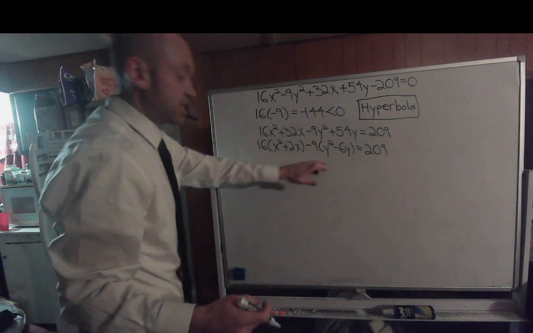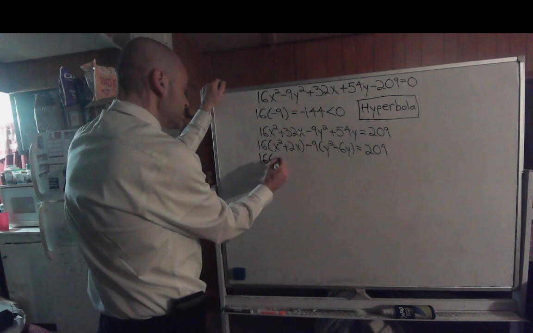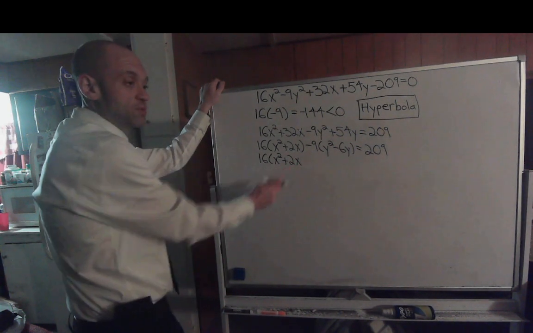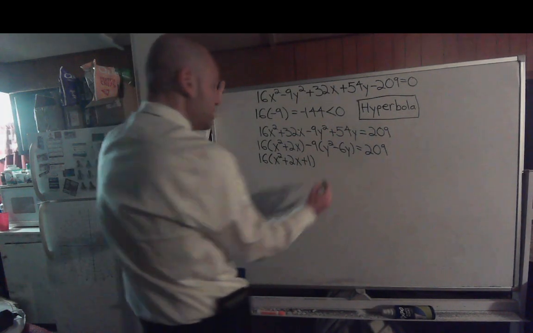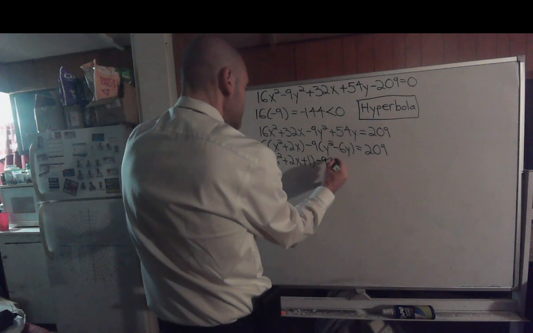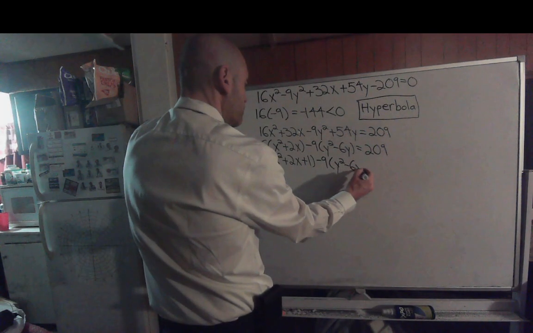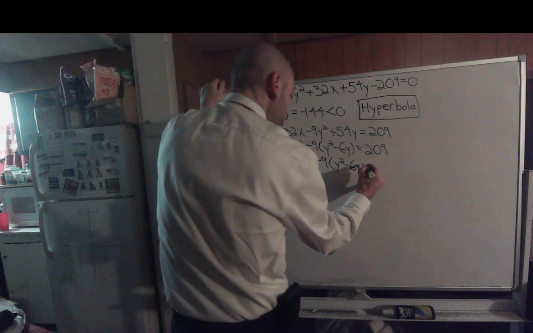Alright, now I just need to complete the square for each of these quantities, so I'll have 16 times x squared plus 2x. Half of 2 is 1, 1 squared is 1. And then I'll end up having minus 9 times, in my parentheses, I'll have y squared minus 6y. Half of negative 6 is negative 3. If I square that, I get plus 9.